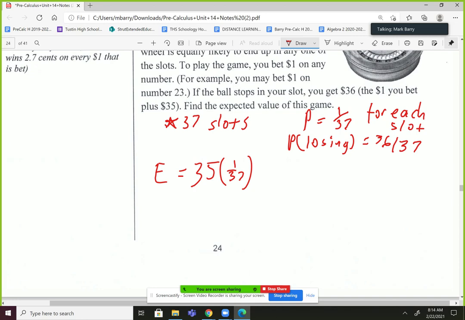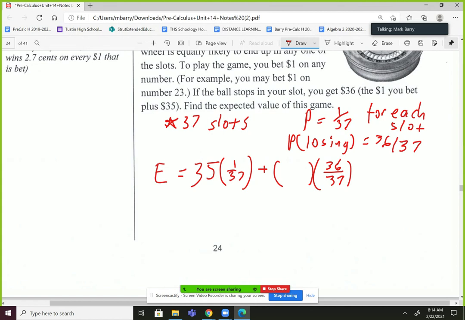Now, it said I get 36, but as it explains in the parentheses there, I get my $1 back plus an extra 35. So my actual profit there would be $35. Then we're going to add that to this one. The probability that I lose is 36 out of 37, right?